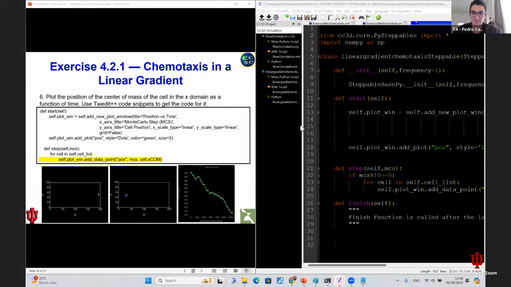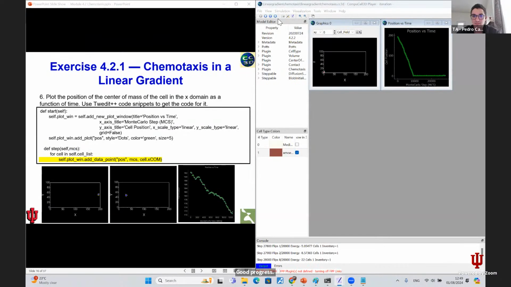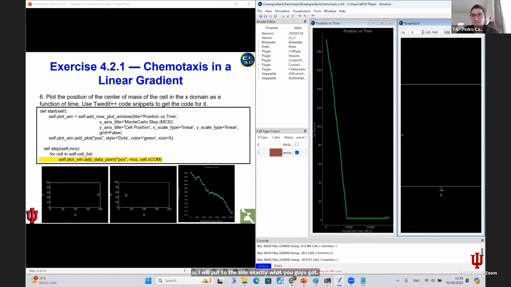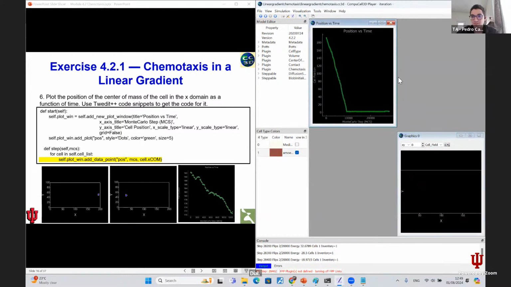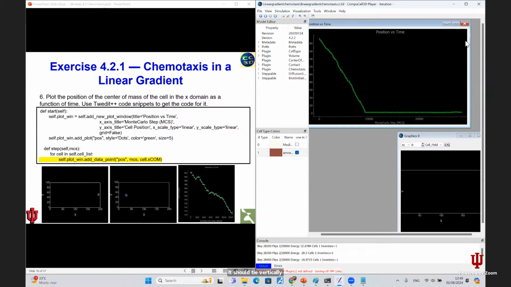So good. I see that people are getting the plots working. That's fantastic. Good progress. And this I will put to the side, exactly what you guys got. It should tile vertically.